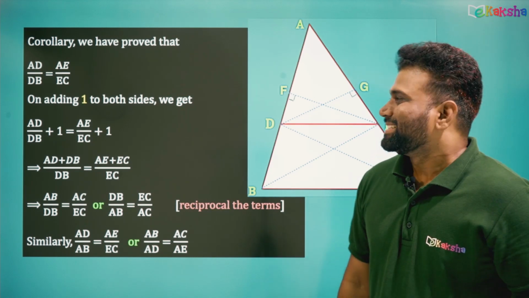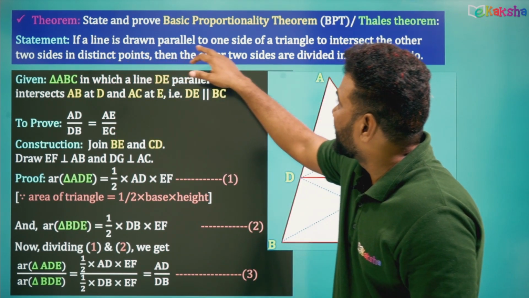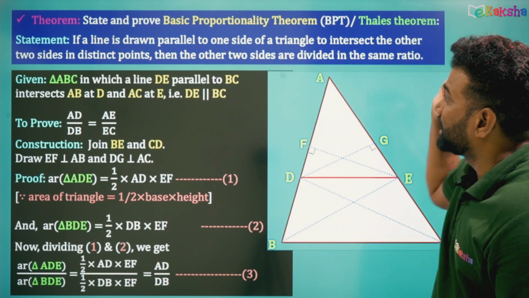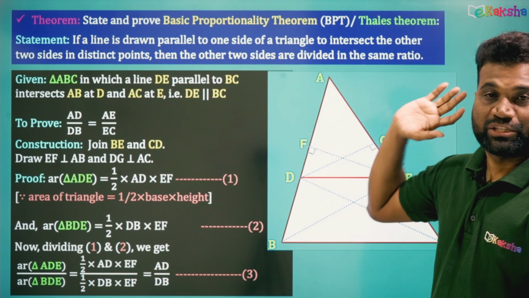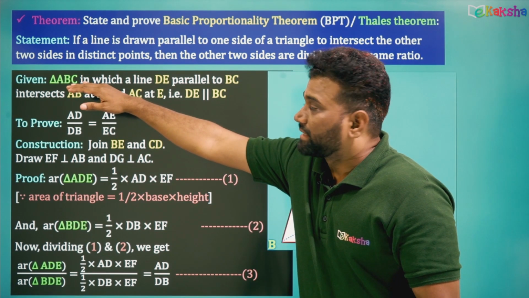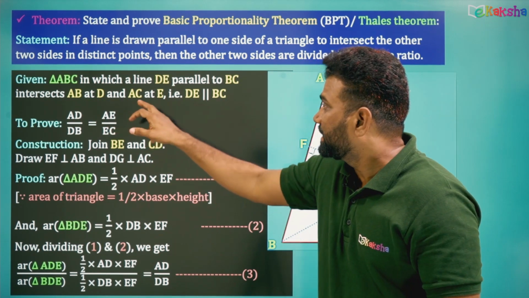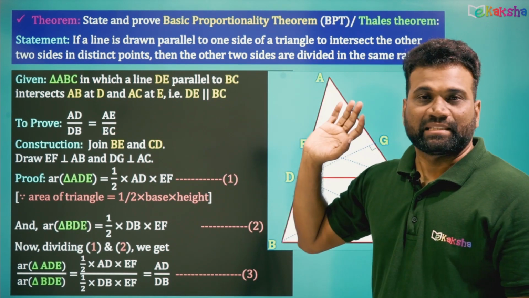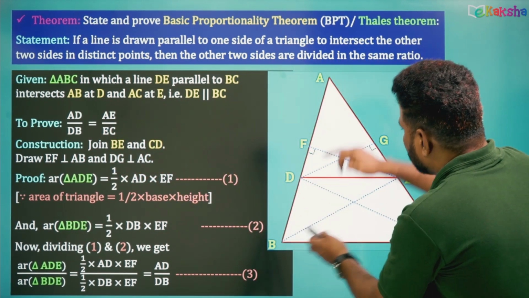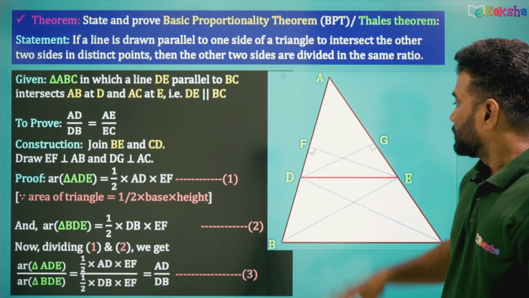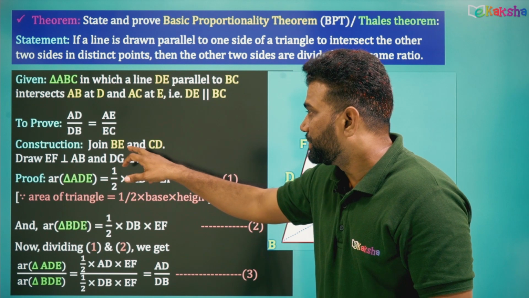Okay. So here the statement of the basic proportionality theorem says that if a line is drawn parallel to one side of a triangle to intersect the other two sides in distinct points, then the other two sides are divided in the same ratio. Here we are given triangle ABC in which a line DE parallel to BC intersects AB at D and AC at E. We need to prove AD over DB is equal to AE over EC. For that we have done a little modification in the diagram, that is construction. So we have joined BE and CD.